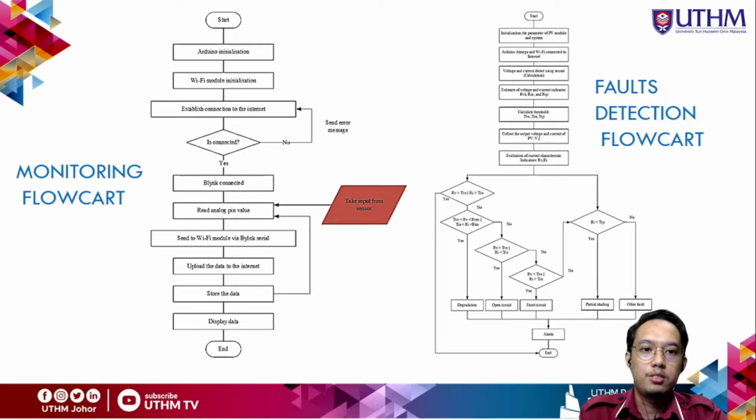So the right flowchart is about the fault detection flow. This flowchart shows how the fault can be classified in the PV system.